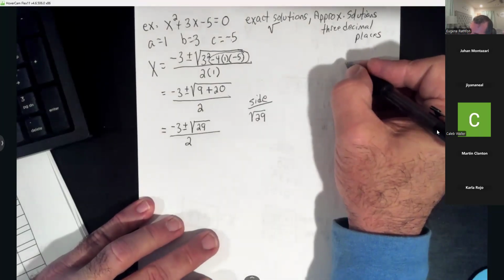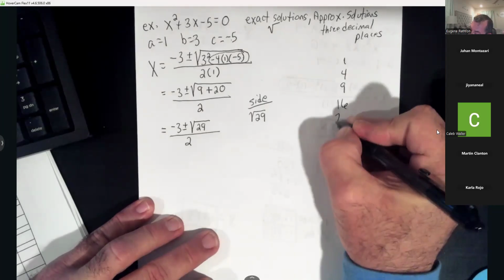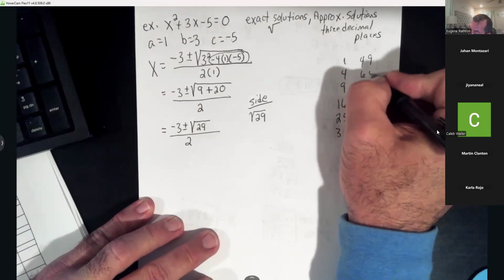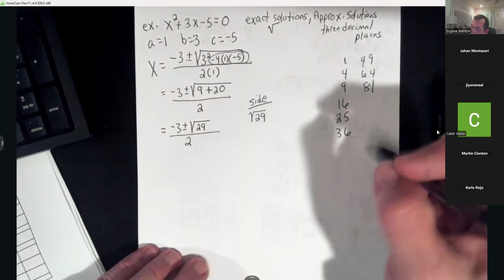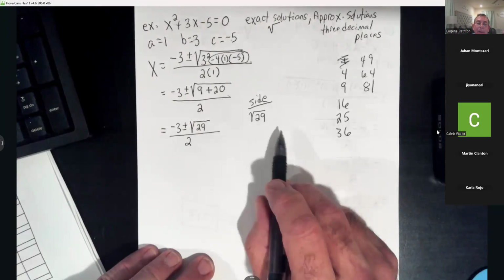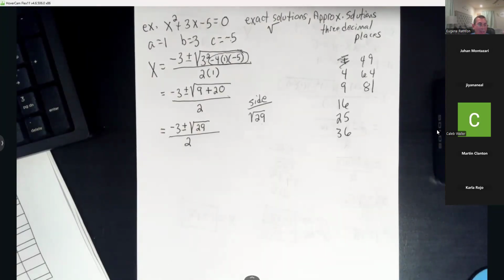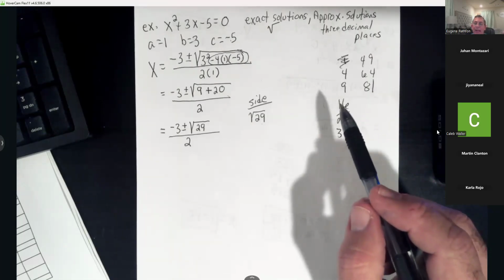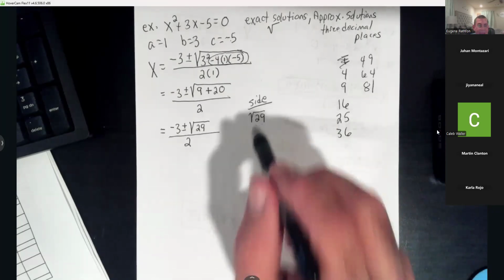So y'all, here's my perfect squares, and so on and so on. Are any of these perfect squares, other than 1, remember we said 1 doesn't matter, a factor of 29? So can you multiply 4 times something to get a 29? Can you multiply 9 times something to get a 29? Can you multiply 16 times something to get a 29? Are any of these numbers factors of 29?